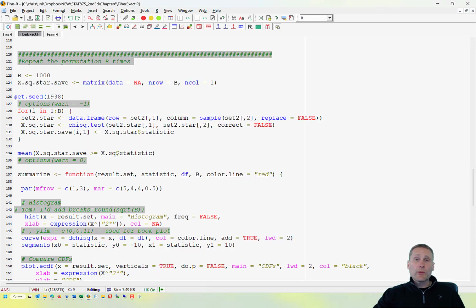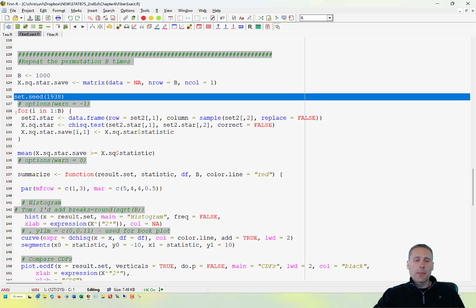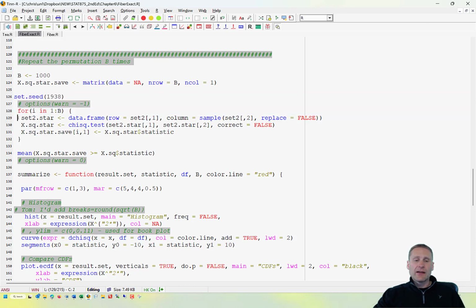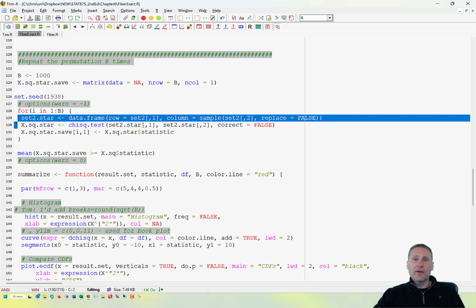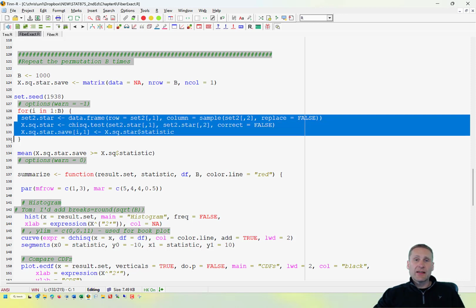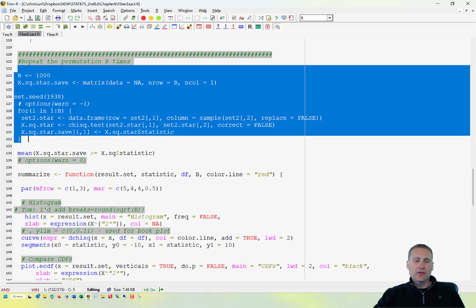And so that I can reproduce my results, I'm going to set a seed. And then let's repeat the following capital B times, exactly what we did before. I create a data frame that has my permuted data in it. I calculate X squared for that data frame. And then I save the results into the ith row of my matrix that's going to save my results. So let me go ahead and do this.